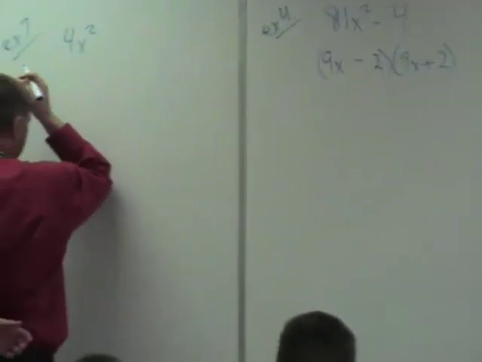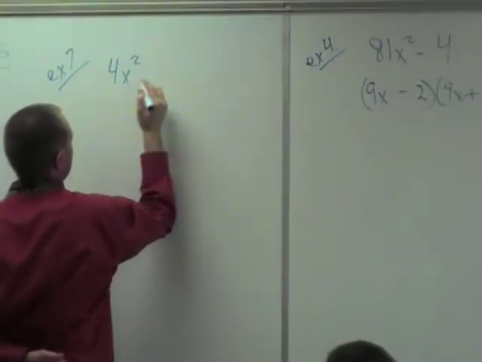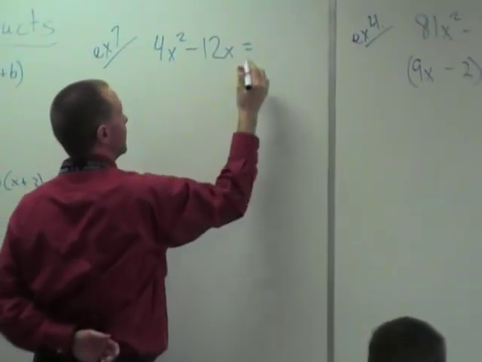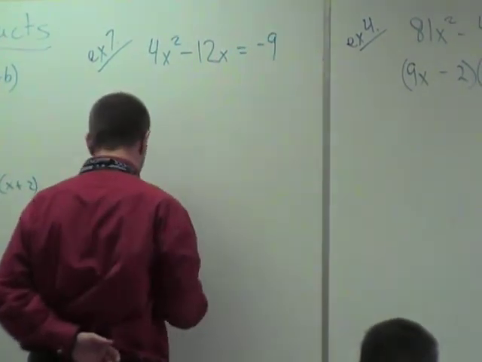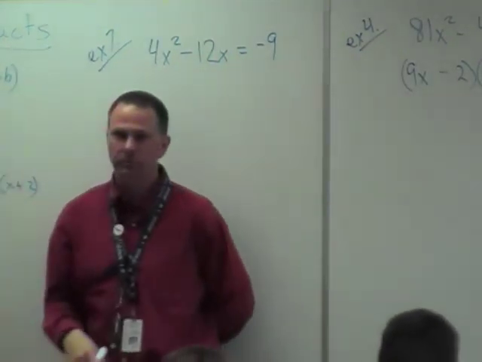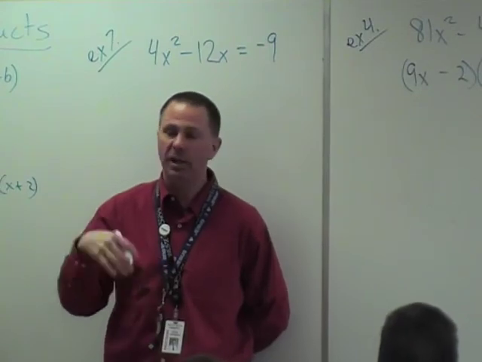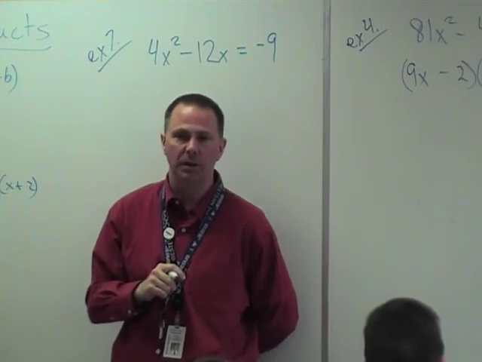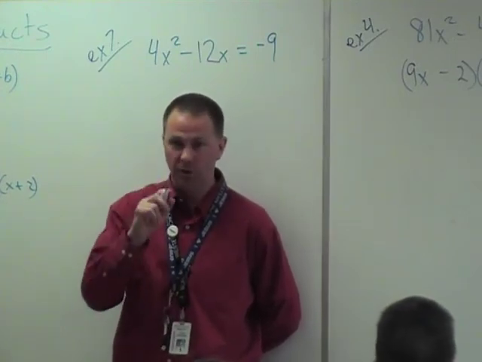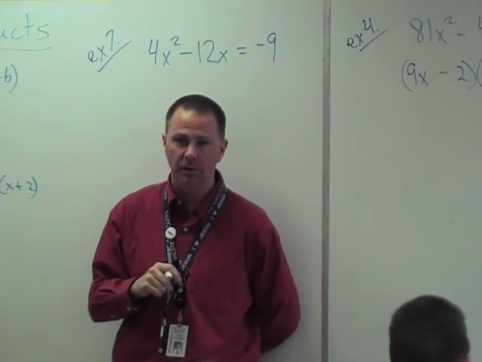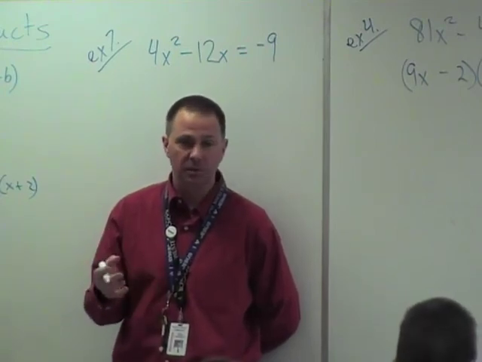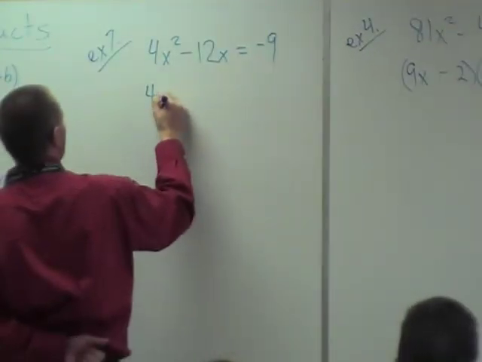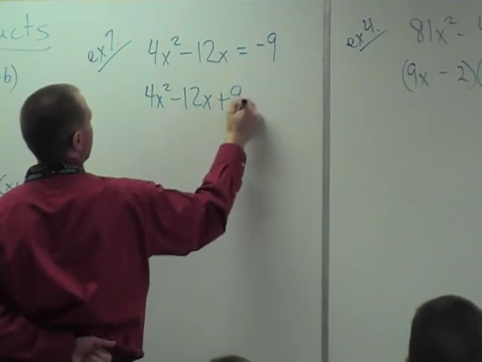4x squared minus 12x equals -9. You're going to have some problems like this. That's why I put it up here. So now you have to solve for x, meaning get the zeros. What's the problem with this problem? It doesn't equal 0. To find the zeros or to solve, you need to get everything on one side of the equal sign. So we need to bring this back around. So it's 4x squared minus 12x plus 9 equals 0.